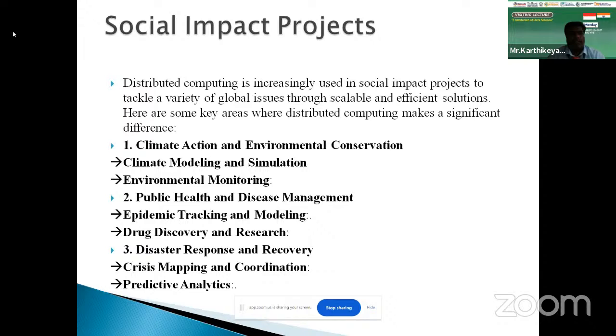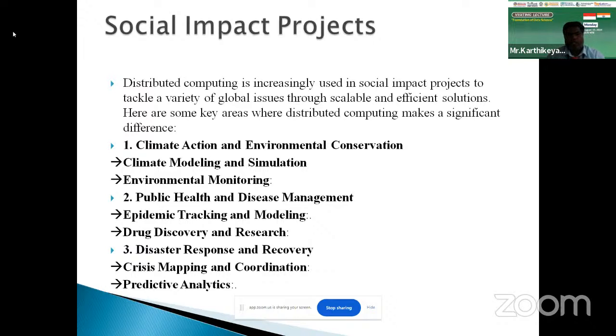Drug discovery and research: platforms such as Folding@home use distributed computing to simulate protein folding and contribute to drug discovery. Actually, the volunteers' computing power is harnessed in advanced research in understanding disease and developing new treatments.